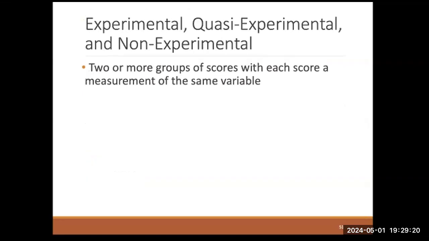In quasi-experimental, experimental, and non-experimental research, if we're looking at two or more groups, then we're looking at measures on the same variable, and then we're comparing group means.